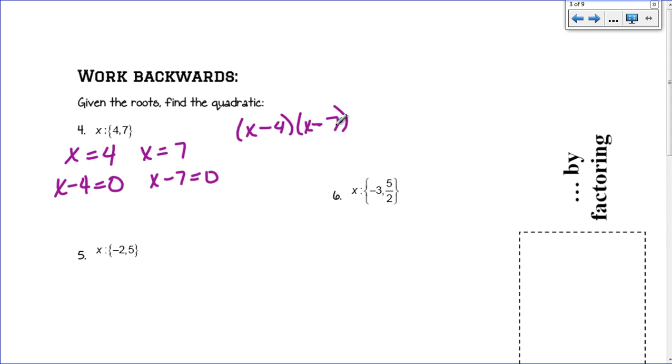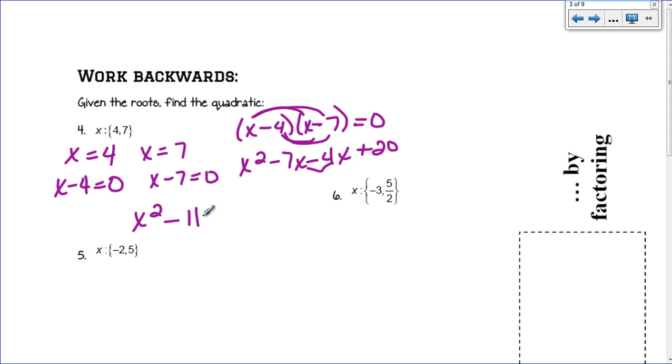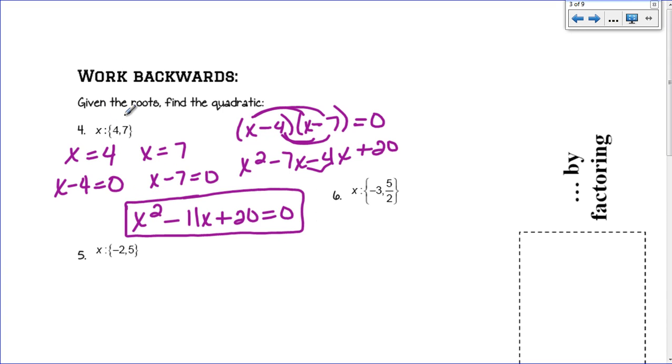To get to the quadratic that I needed to start with, the original problem, now I have to go back 2 units, and I have to remember I have to double distribute. So I have to do this times this, x squared. This times this makes negative 7x. That makes negative 4x. And that makes 28. And then I combine my two terms in the middle, so my quadratic is x squared minus 11x plus 28 equals 0. This is the quadratic that has these two x-intercepts when you graph it.